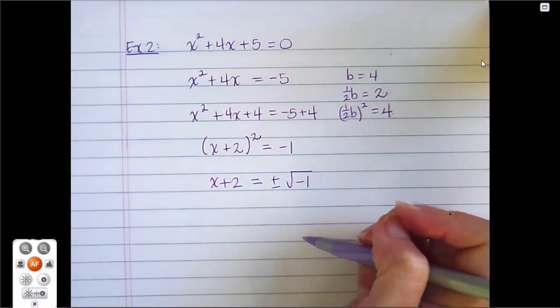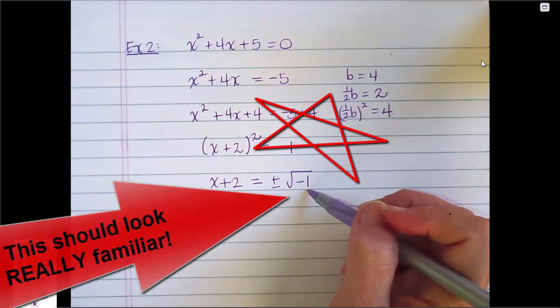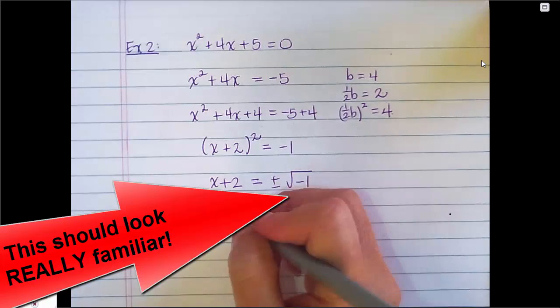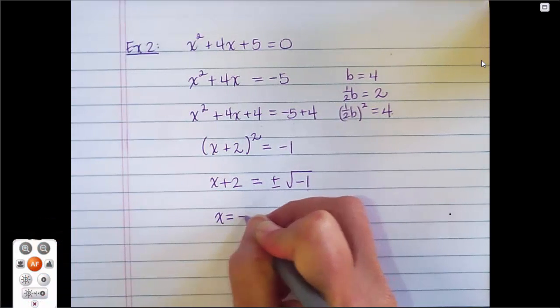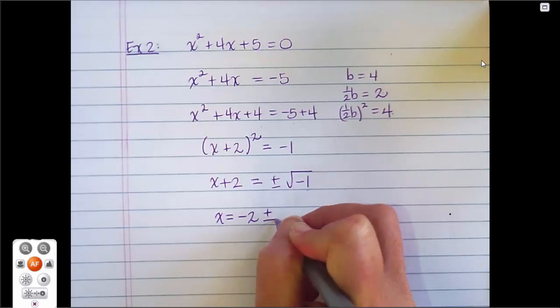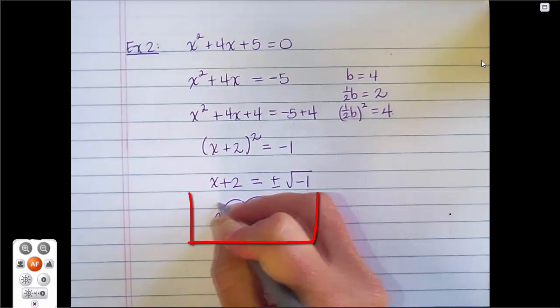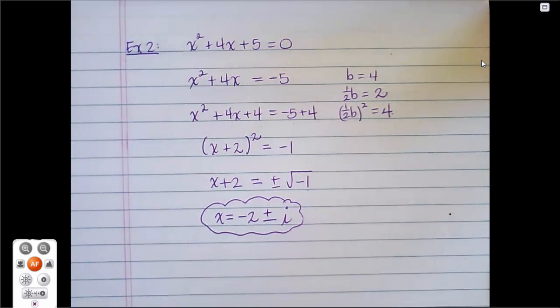Now, until about a week ago, or even a couple of days ago, we'd have to stop there because we have a negative under the square root. Now we know that that's just i. So I'll subtract 2 from both sides and get x equals negative 2 plus or minus the square root of negative 1, which is i. No longer do we say no solution. Now we can solve anything. And that really is the process for completing the square.